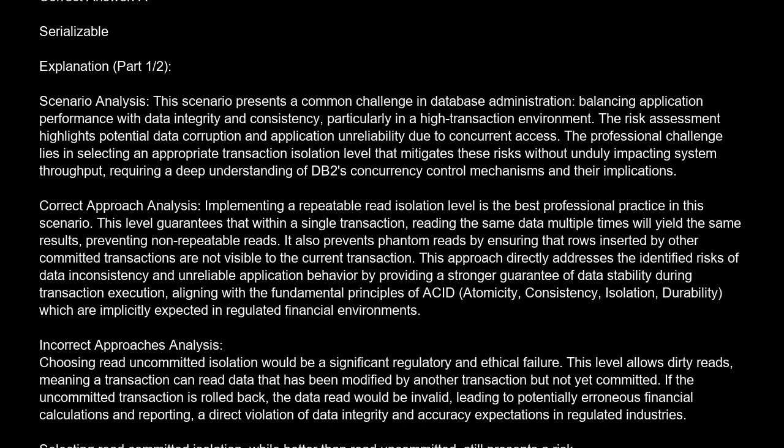Choosing read uncommitted isolation would be a significant regulatory and ethical failure. This level allows dirty reads, meaning a transaction can read data that has been modified by another transaction but not yet committed. If the uncommitted transaction is rolled back, the data read would be invalid, leading to potentially erroneous financial calculations and reporting, a direct violation of data integrity and accuracy expectations in regulated industries.